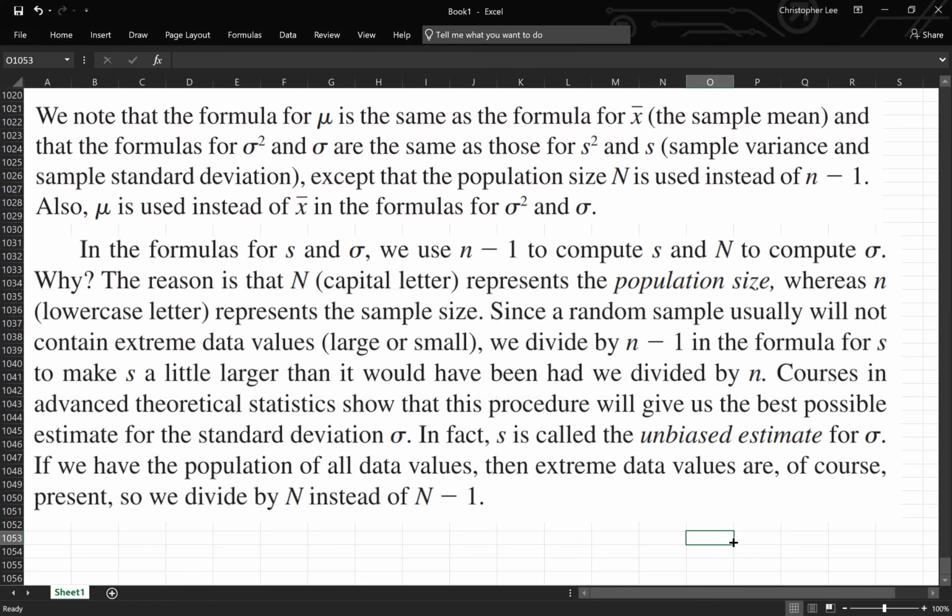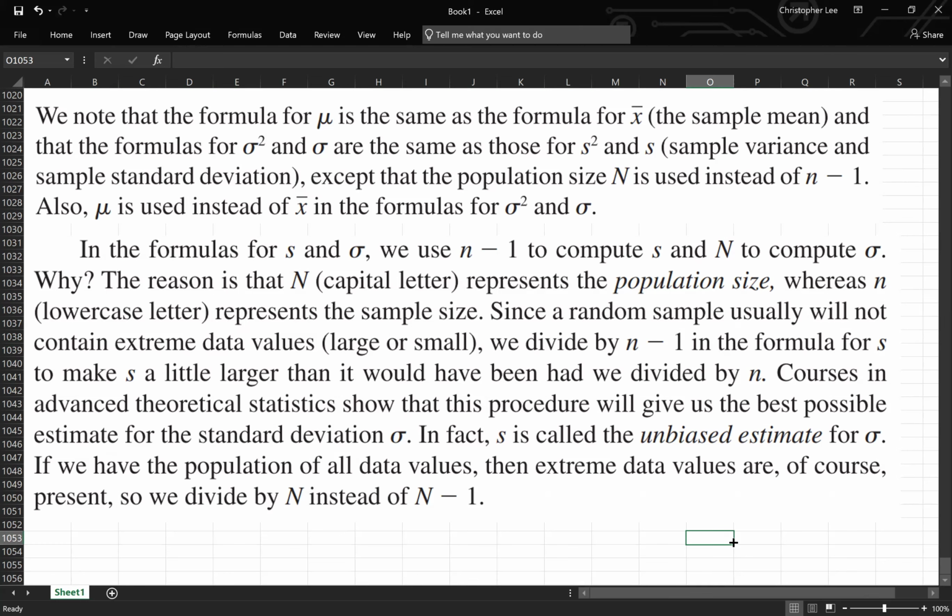So in the formulas for sample standard deviation and population standard deviation, we use n minus one to compute the sample standard deviation, and capital N to compute the population standard deviation. Why? The reason is that capital N represents the population size, whereas lowercase n represents the sample size. Since a random sample usually will not contain extreme values, large or small, we divide by n minus one in the formula for the sample standard deviation. That's what I meant to say.